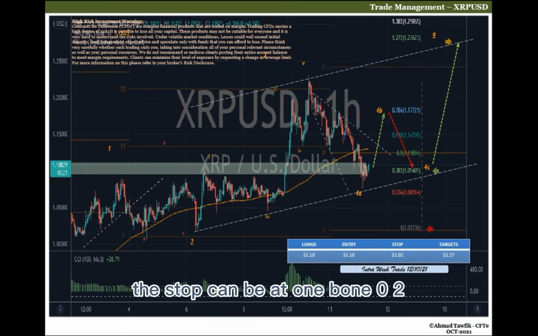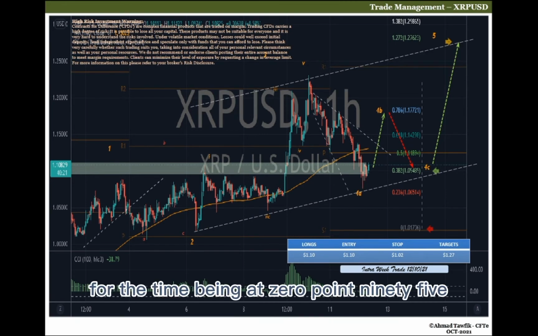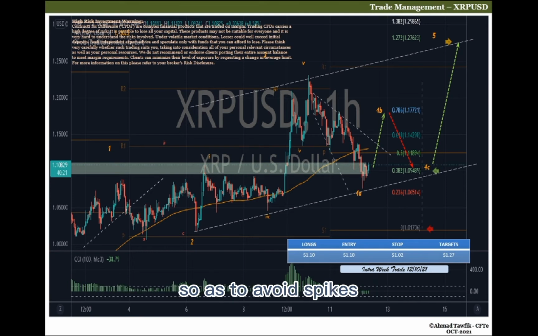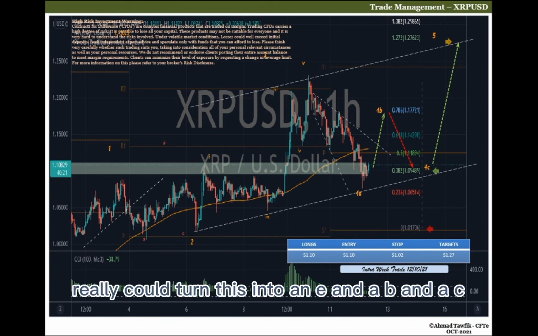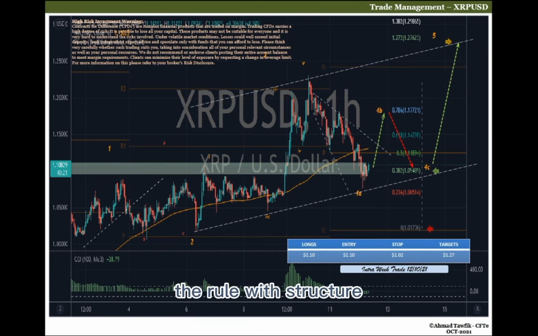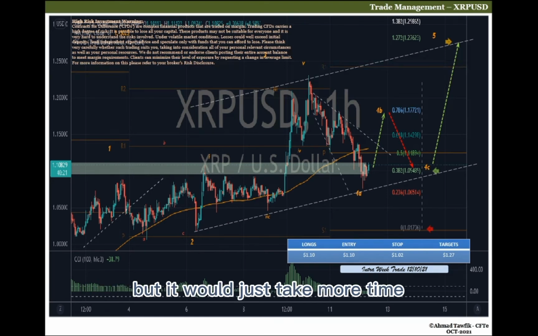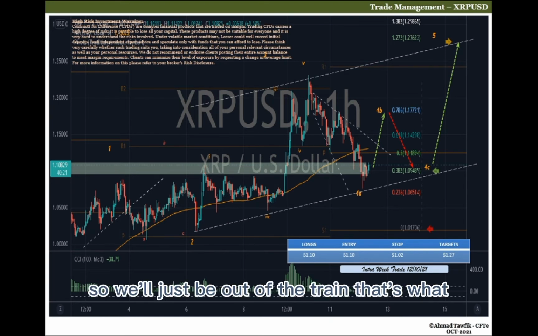The stop can be at 1.02, this level here, right below level 2. We would like to have it for the time being at 0.95 so as to avoid spikes. This kind of stop really could turn this into an A and a B and a C. 4A, 4B, 4C becomes a zigzag, and the whole wave structure will become changed. And the market will still rise, become bullish, but it would just take more time. So we'll just be out of the trade, that's all.